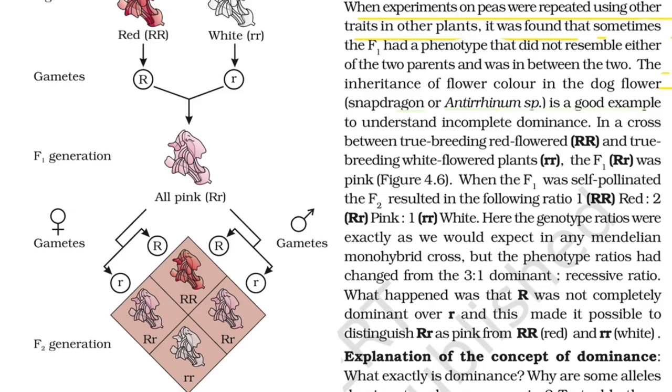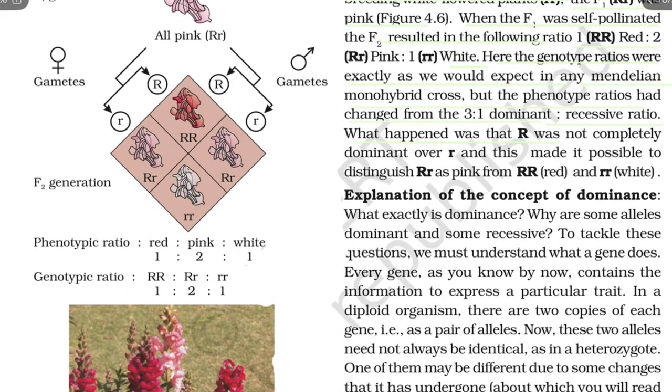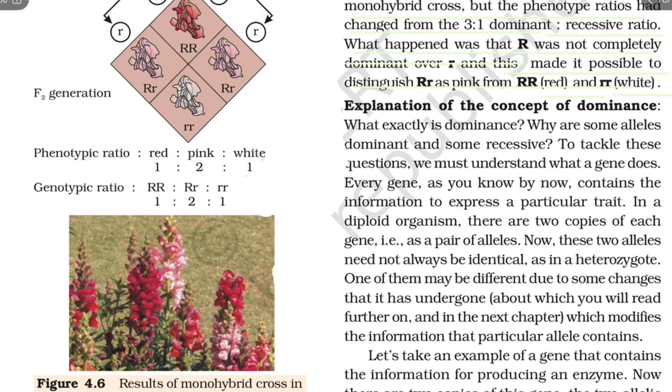is a good example to understand incomplete dominance. In a cross between true breeding red flower and true breeding white flower plants, the F1 was pink. When the F1 was self-pollinated, that resulted in the ratio 1 red : 2 pink : 1 white. Here the genotype ratios were exactly as we would expect in any other Mendelian monohybrid cross, but the phenotype ratios changed from the 3:1 dominant to recessive ratio. What happened was that R was not completely dominant over r, and this made it possible to distinguish Rr as pink from RR and rr, which mean red and white.